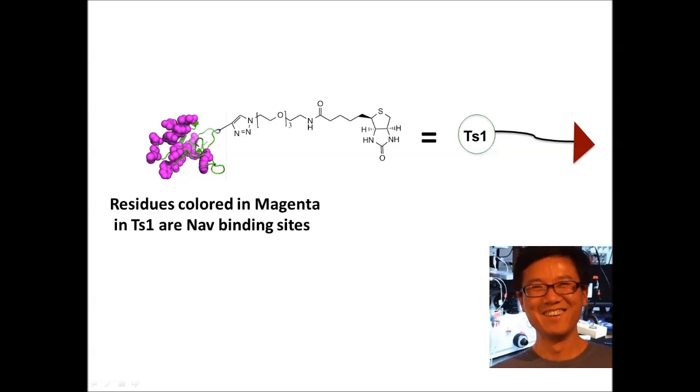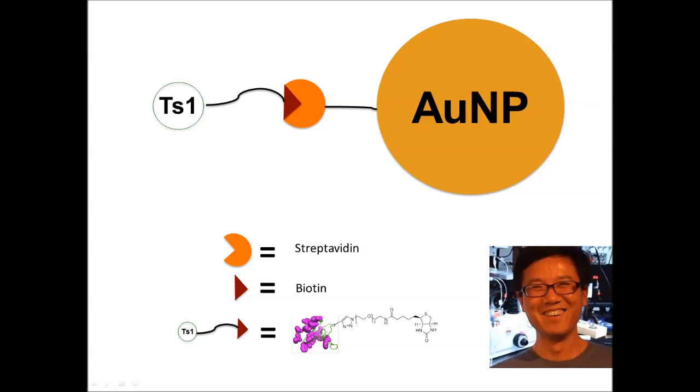Hello, I'm Bobo Dong. The TS1 toxin binds to the voltage-gated sodium channels with high affinity without blocking them. In this work, we chemically synthesized the TS1 toxin and incorporated an alkyne group onto TS1 without compromising its biological activity. We then used a click reaction to attach one biotin to each TS1. Biotinylated TS1 was then conjugated to streptavidin-functionalized gold nanoparticles for electrophysiology studies.